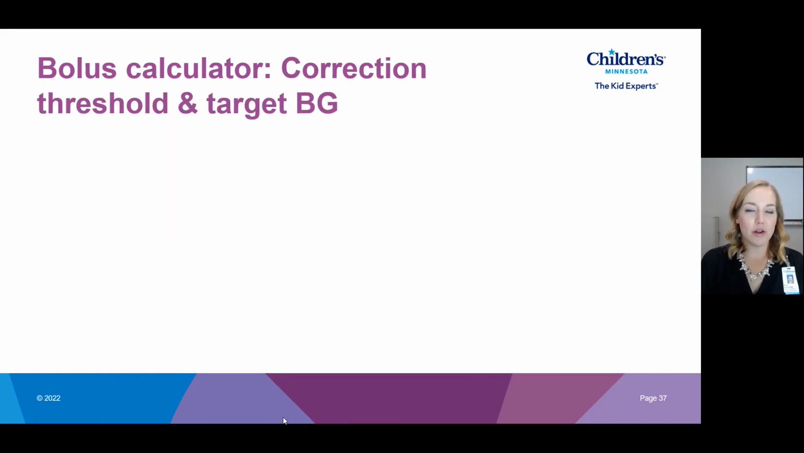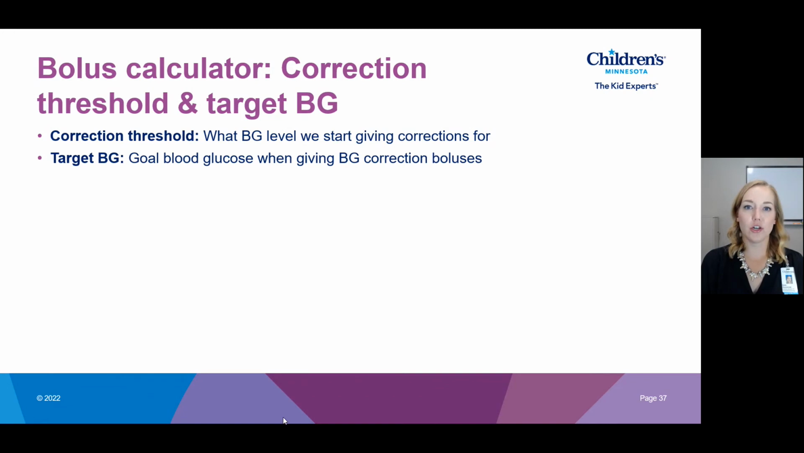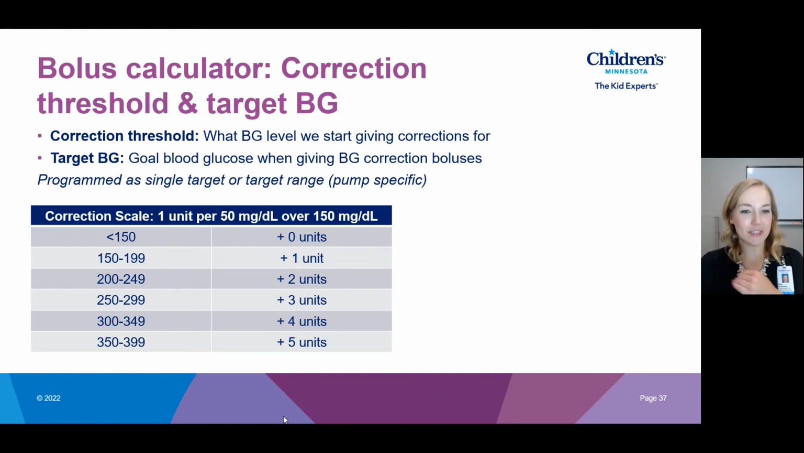Let's move on. So another piece of our bolus calculator is our correction threshold and our target blood sugar. Your correction threshold is at what blood sugar we start giving correction insulin for. Your target blood sugar is what blood sugar we're targeting when we give a correction. What's the goal that we are trying to achieve? In the pump, you can program a single target or a target range. It does depend on which pump brand you're using, so we'll help you get that figured out when you start your pump.